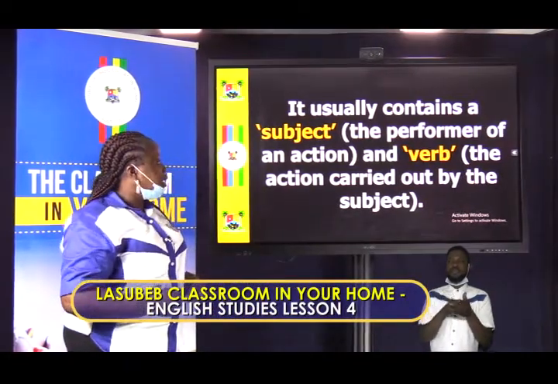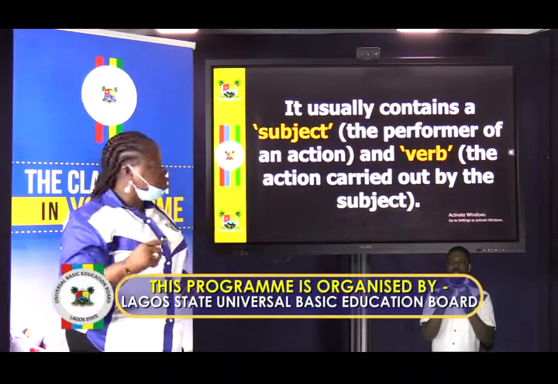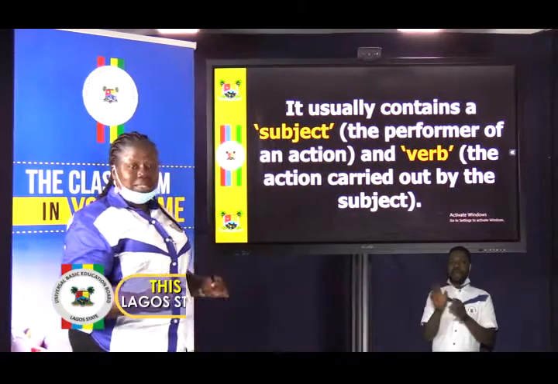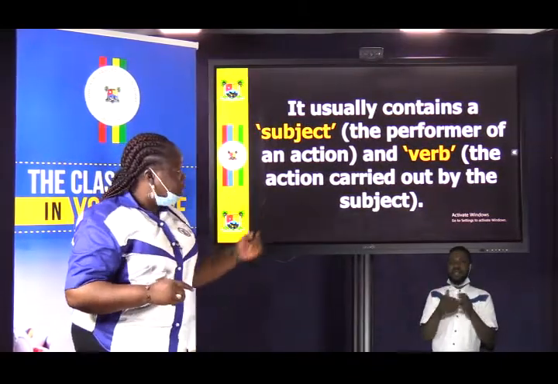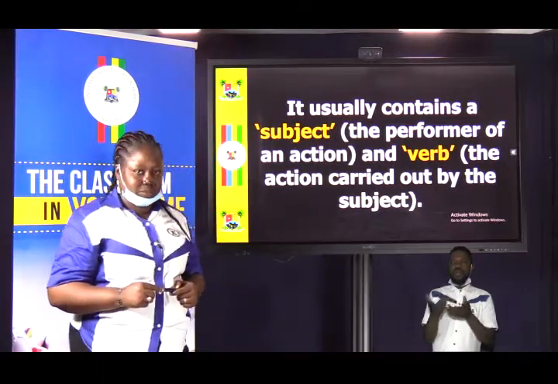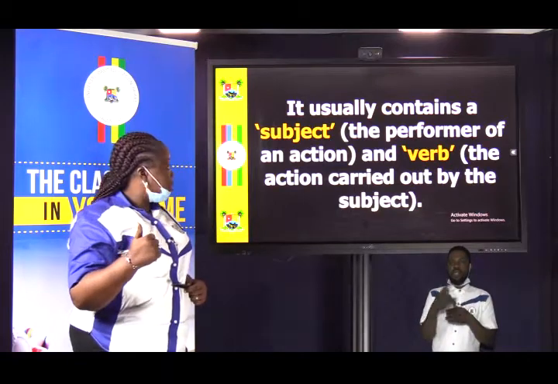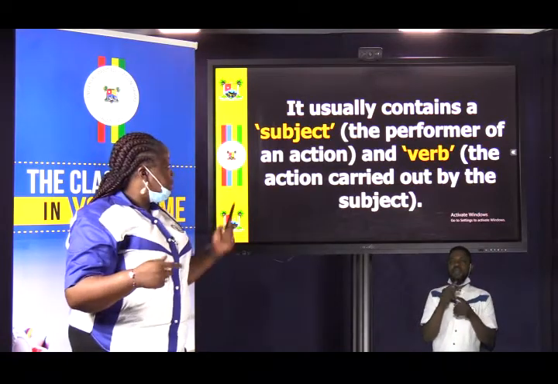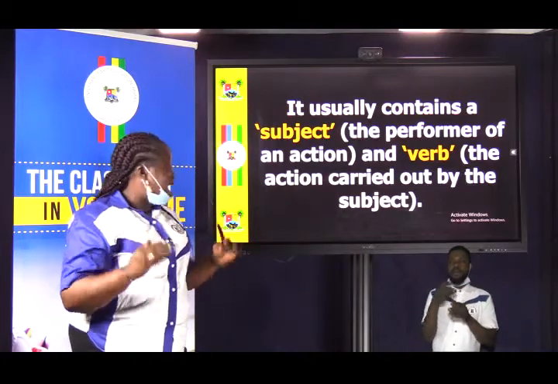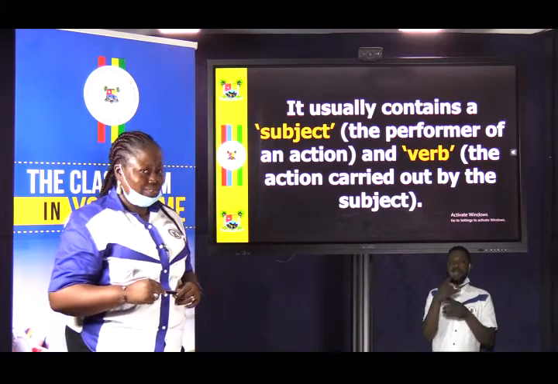A sentence usually contains a subject. That subject is also known as the performer of an action. And a sentence also contains a verb. And that verb is the action carried out by the subject. In a sentence, you have 2 things, the subject and the verb. The subject is the performer of the action, and the verb is the action carried out by the subject. Are we together? Well done.